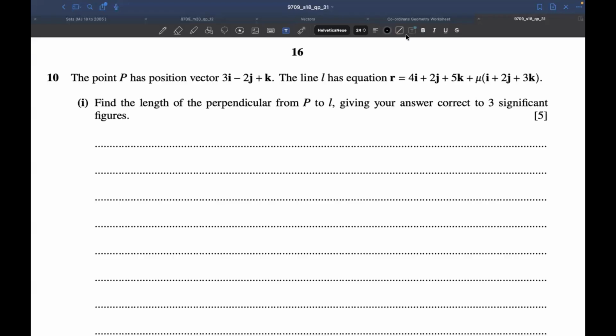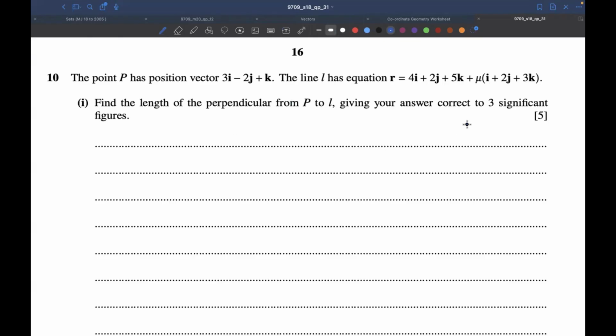Question number 10. The point P has position vector (3, -2, 1). The line L has the equation r = 4i + 2j + 5k + μ(i + 2j + 3k). In part 1, we have to find the length of the perpendicular from P to line L, giving our answer correct to 3 significant figures.